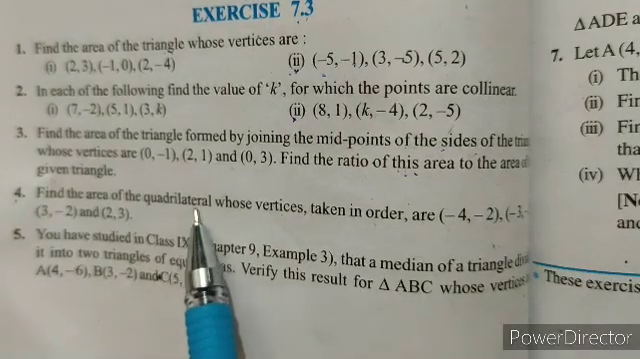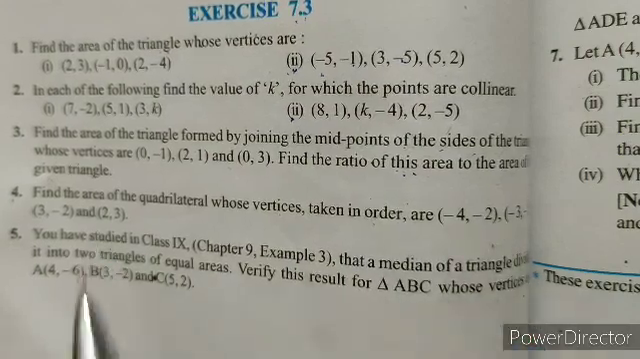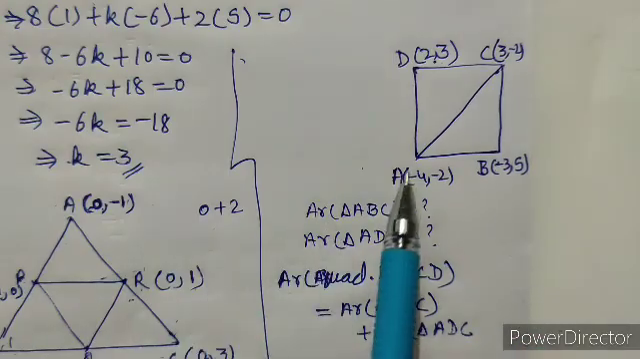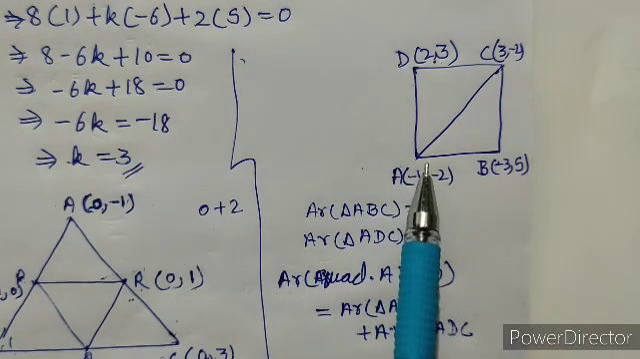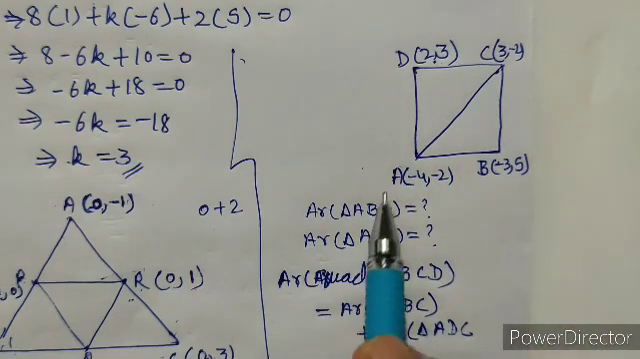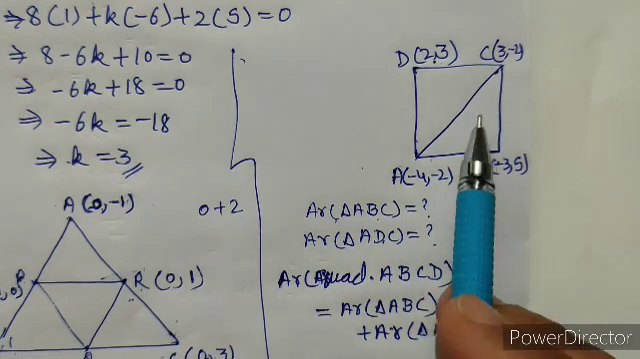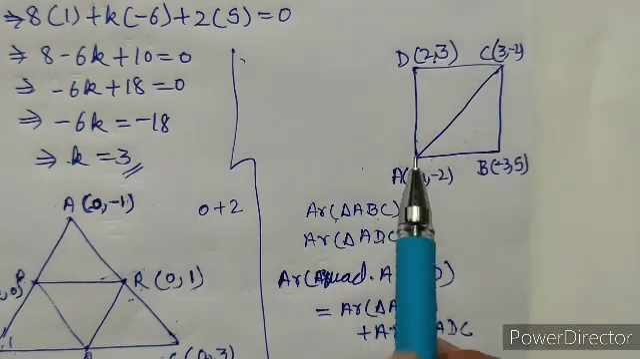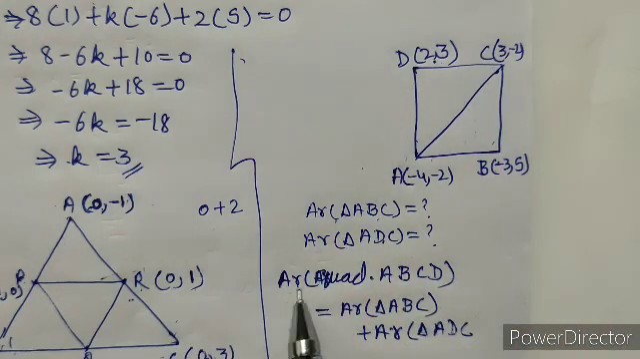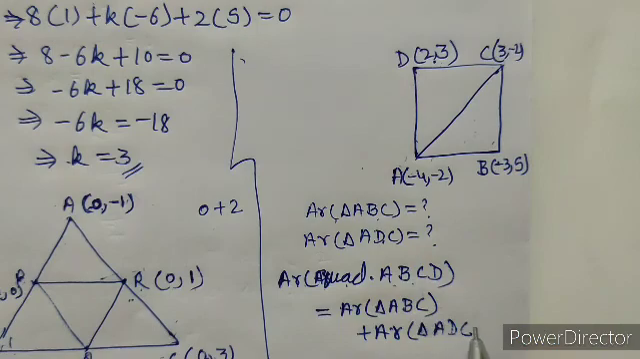Question number 4, we have to find the area of quadrilateral whose vertices taken in order are given to us. Suppose ABCD is the quadrilateral. First of all we will find out the area of triangle ABC, and then area of triangle ADC, and the sum of the areas of these two triangles will give us the area of quadrilateral ABCD. That means area of quadrilateral ABCD will be equal to area of triangle ABC plus area of triangle ADC.